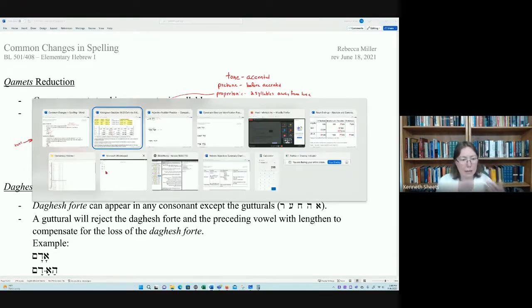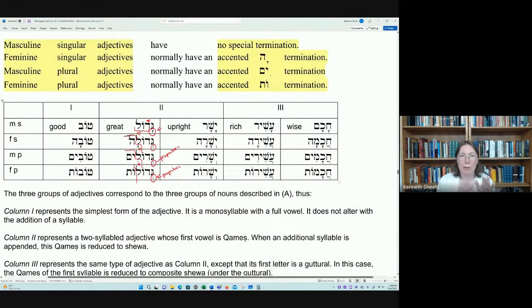And so that is, again, the same process. Whenever you have a kamets that would have originally stood in a propretonic syllable, it is going to reduce down to that vocal schwa. And so that is what we have here in column 2.